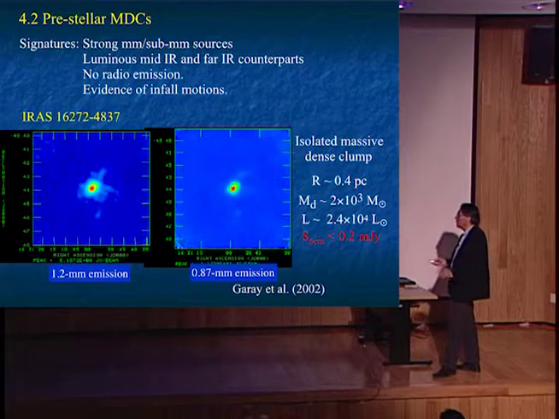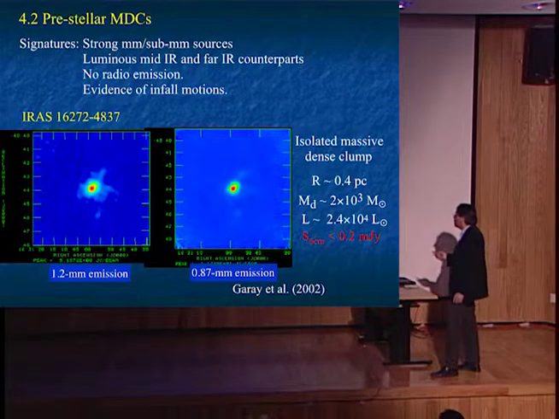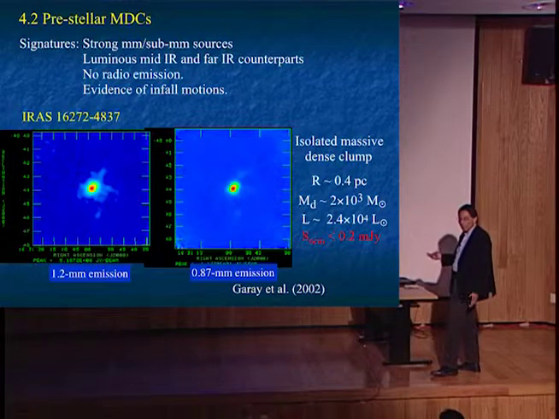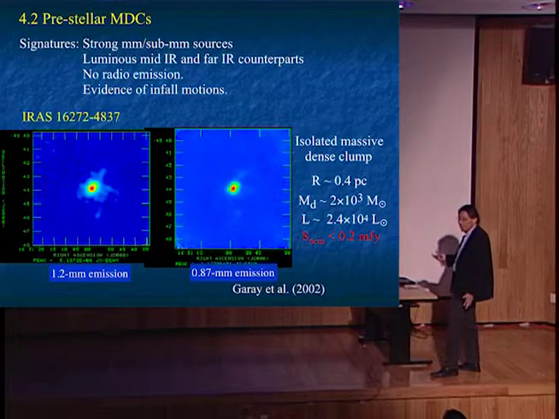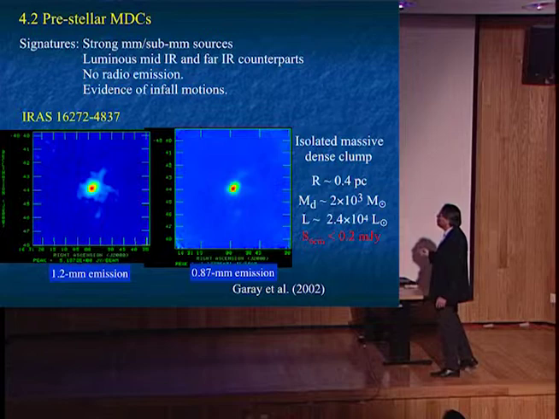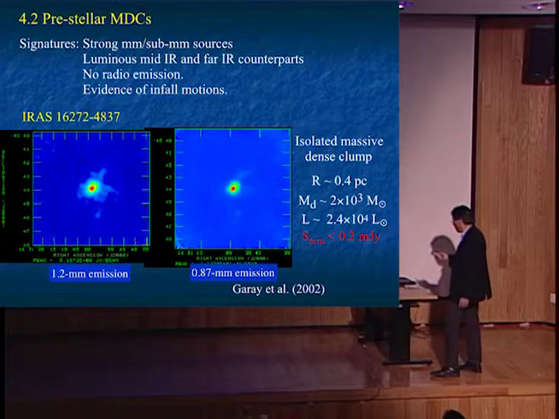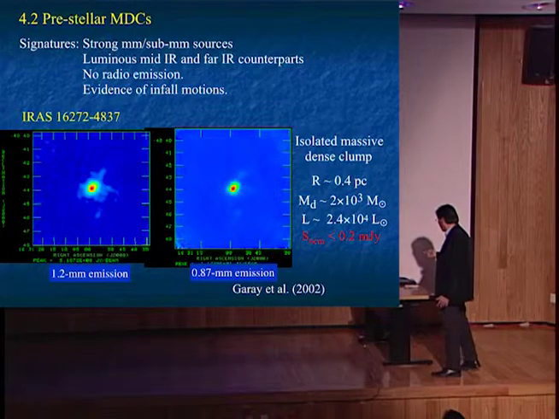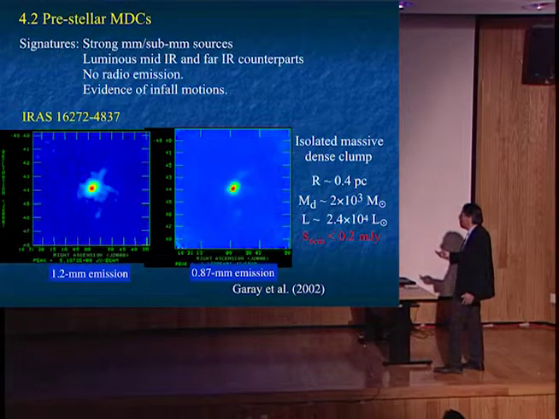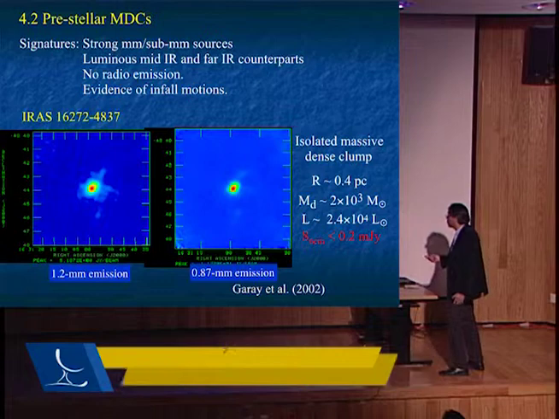So it's something there. No? But the radio flux density is much smaller than you expect from this luminosity if there was a normal O star. For that, you would expect perhaps 100 times larger than that, 20 milliJanskys. So, no radio emission. So, this is in fact a pre-stellar massive and dense core, and of course, the luminosity then will come in fact from the accretion flow.